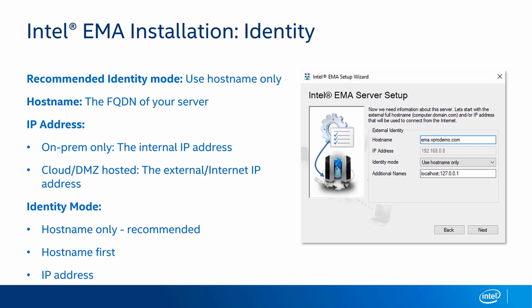And if you are going to use an IP address, especially if you're using cloud and DMZ, make sure that you're using the external or internet IP address, not the internal one that comes with your type of virtual private network that you might have in your cloud-hosted environment. But again, make sure if you are going to use the IP address that it is the external one, not your internal network one.